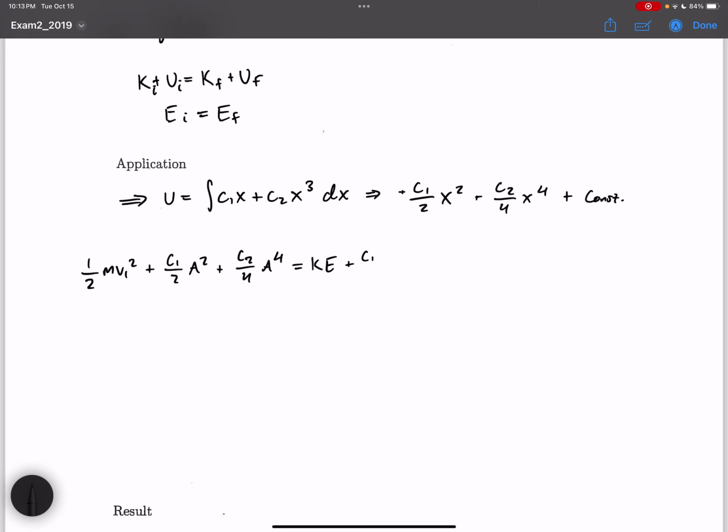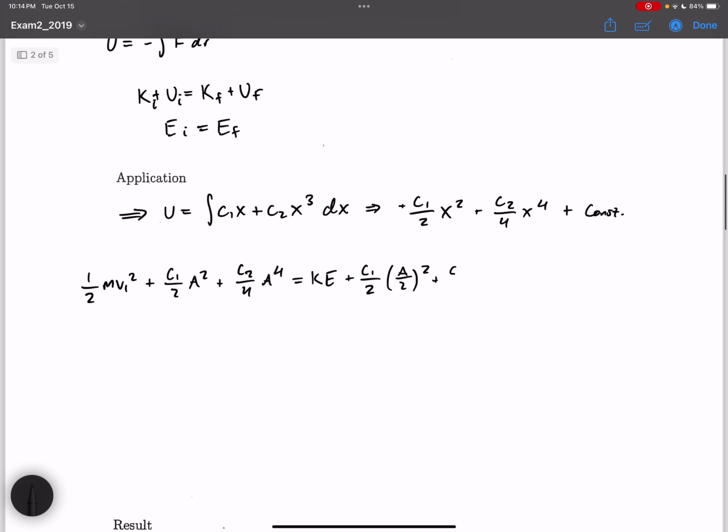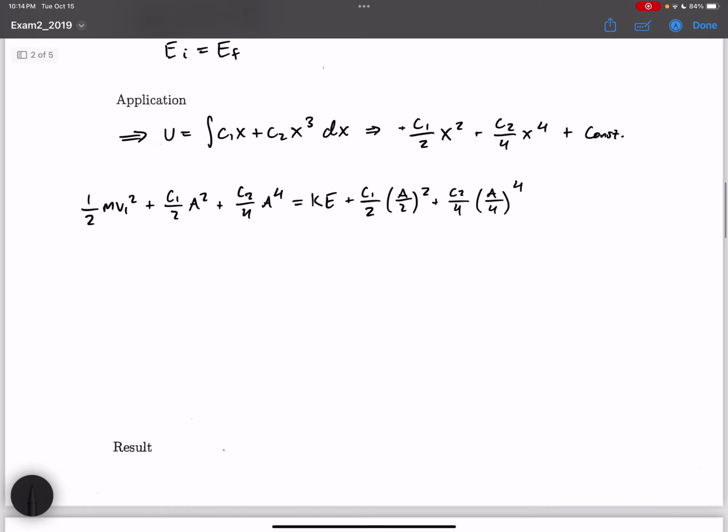Plus what the kinetic energy would be at a over 2. And so that would be a over 2 squared, or potentially at a over 2, which would be a over 2 squared plus c2 over 4, sorry, times a over 4 to the 4th power. Okay, so we can work that out. You can have KE, kinetic energy, and so you have C1 over 8 times a squared, plus C2 over 4 to the 4th power.